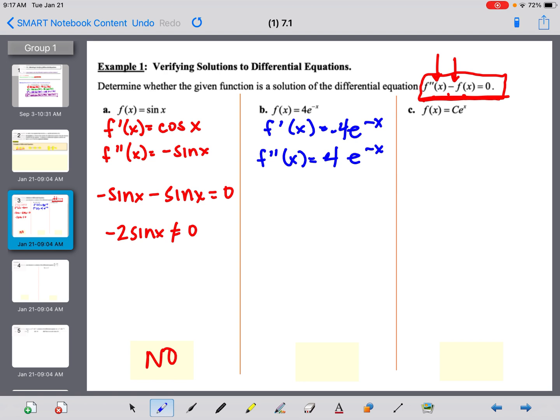So as I plug it into this differential equation, my second derivative minus my function should equal 0. My second derivative is 4e to the negative x minus my function, which is also 4e to the negative x. Question is, does that equal 0? And yes, it does. As we subtract those two, they are exactly the same. So 0 equals 0.